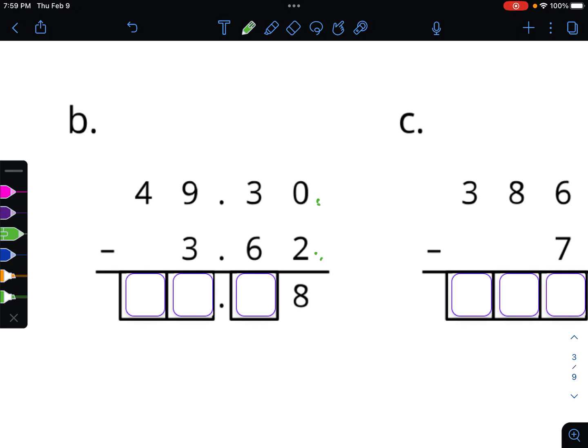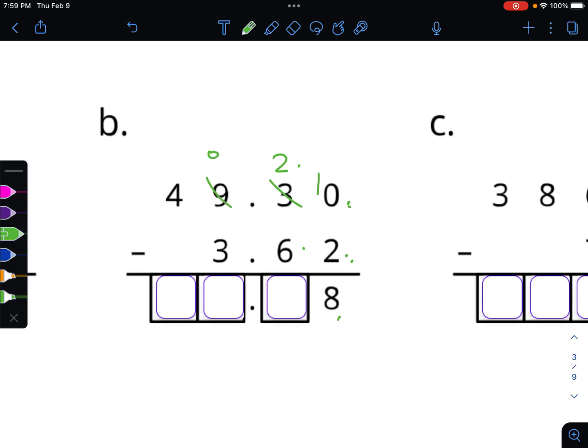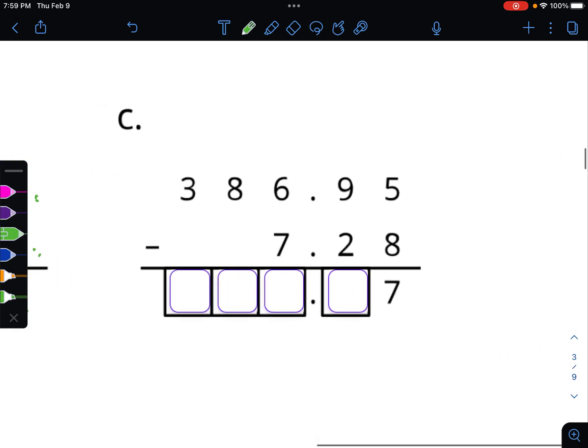Okay, 0 minus 2, not enough, so I have to borrow. 3 becomes a 2. 0 becomes a 10. 10 minus 2 is 8. Yep, we're on track. 2 minus 6, not enough. Come over to the 9, becomes an 8. Bring 10 over. So that 10 with that 2 makes that 12. 12 minus 6 is 6. 8 minus 3 is 5. And the 4 minus 0 is 0. Yeah, that's getting interesting.